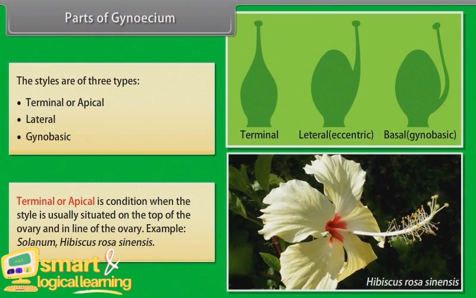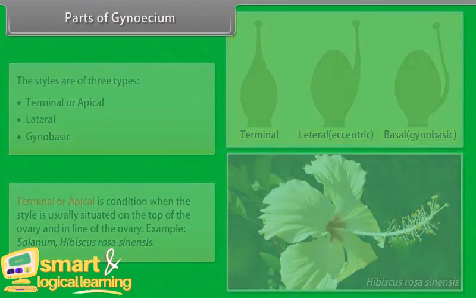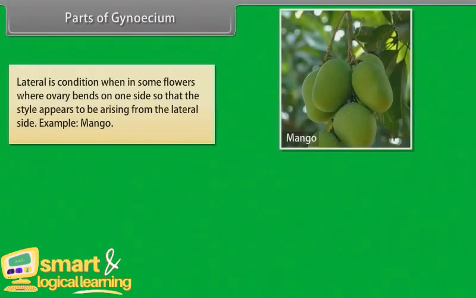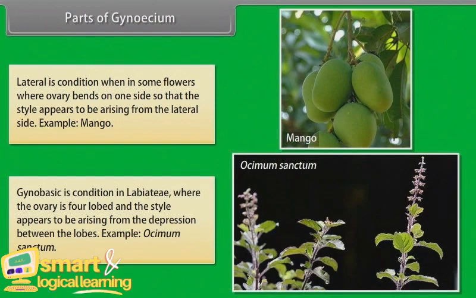Terminal or apical is the condition when the style is usually situated on the top of the ovary and in line of the ovary. Example: Solanum, Hibiscus rosa-sinensis. Lateral is the condition in some flowers where the ovary bends on one side so that the style appears to be arising from the lateral side. Example: mango. Gynobasic is the condition in labiate where the ovary is 4-lobed and the style appears to be arising from the depression between the lobes.